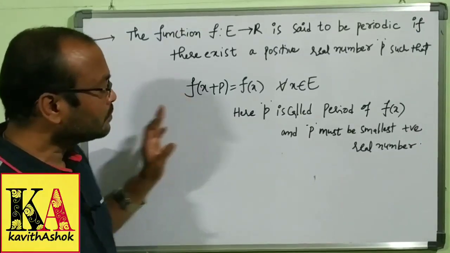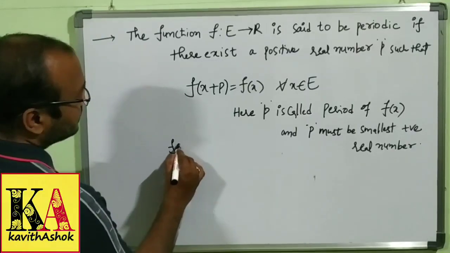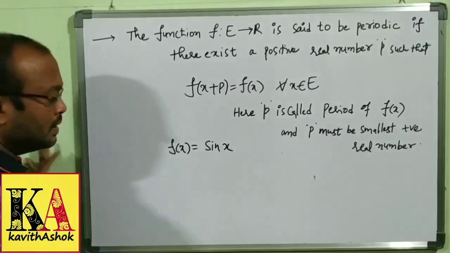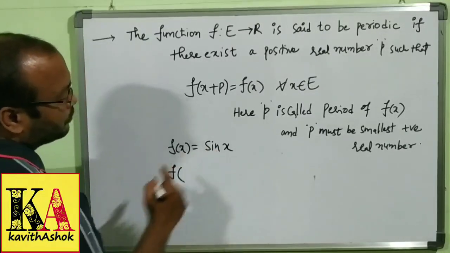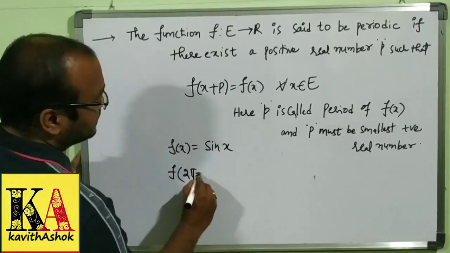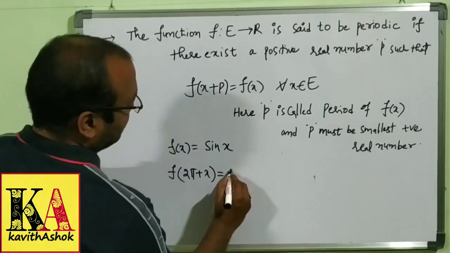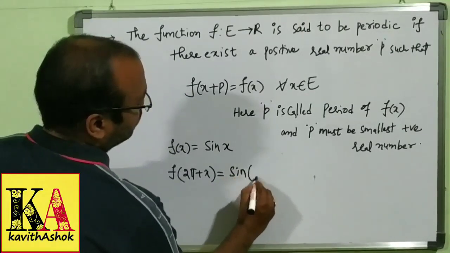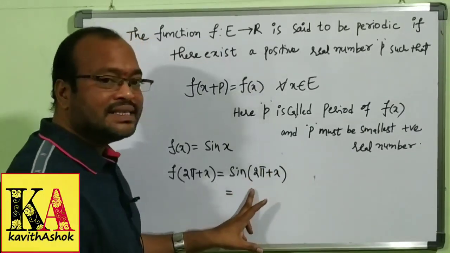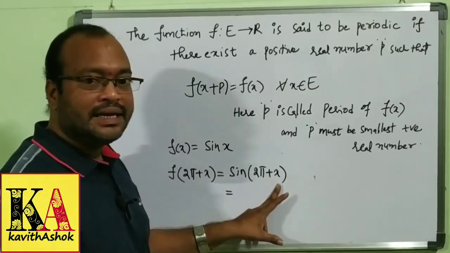Look at here now. Suppose we take one example. By taking the example I will explain. f of x is equal to sin x. This is the function. For f of x plus p, I am taking p as 2 pi. So f of x plus 2 pi is sin of 2 pi plus x. Okay, 2 pi is 360 degrees.